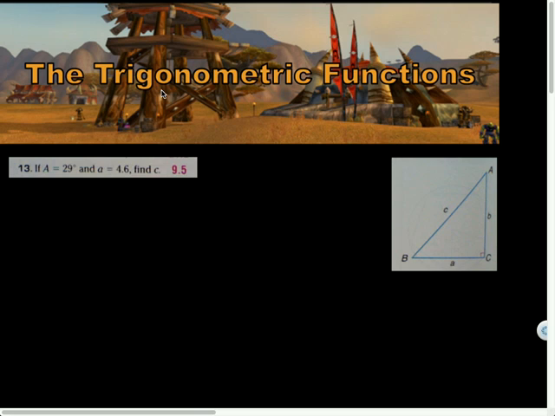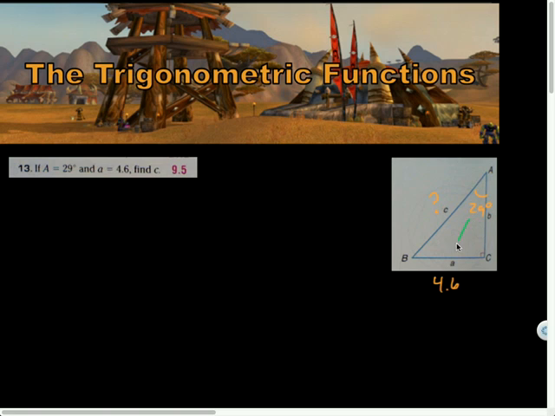So here's question 13. It says solve each problem, round to the nearest tenth. So that's why they rounded to the nearest tenth there. It says if angle A is 29 degrees. So here's angle A, all right, 29 degrees. And little a is 4.6, so there's my 4.6. It says find C, so this is what I'm looking for. All right, and let's see what we got.